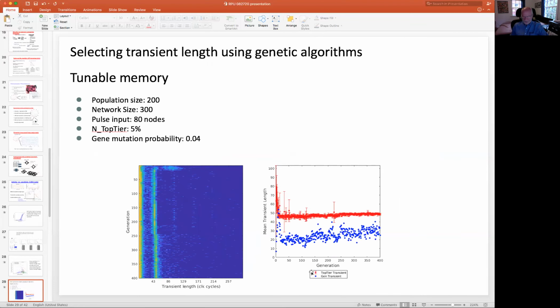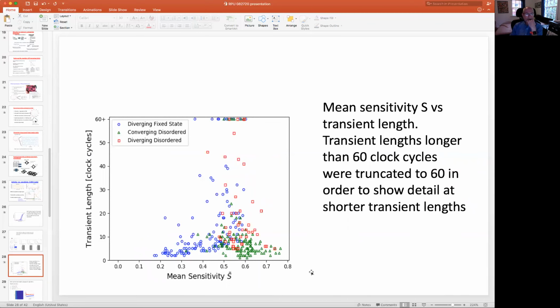So actually, just going back to this, one of the things that one can observe here is that, given a large collection of randomly generated reservoirs, there's a range of transient lengths that are observed, from short to quite long, just given the different adjacency matrices and the different lists of gate types that are used.